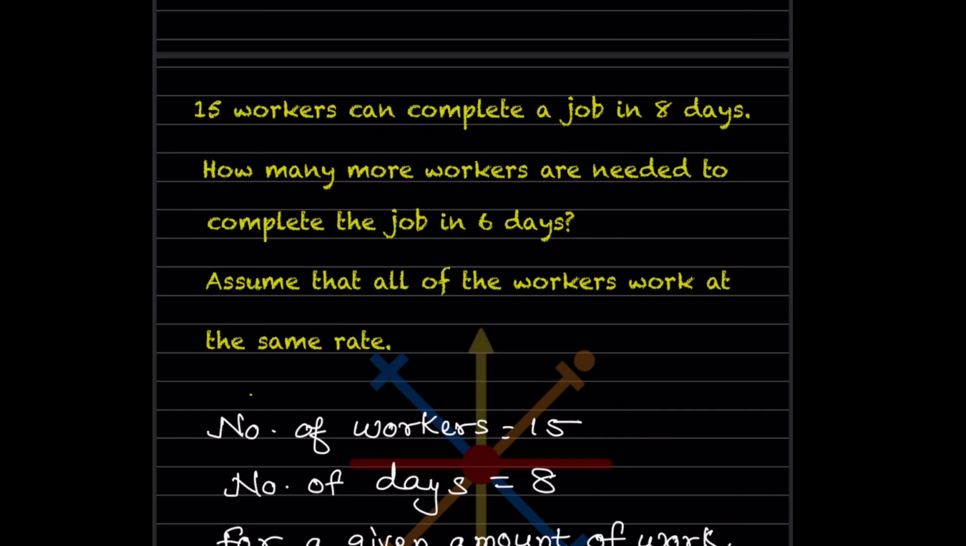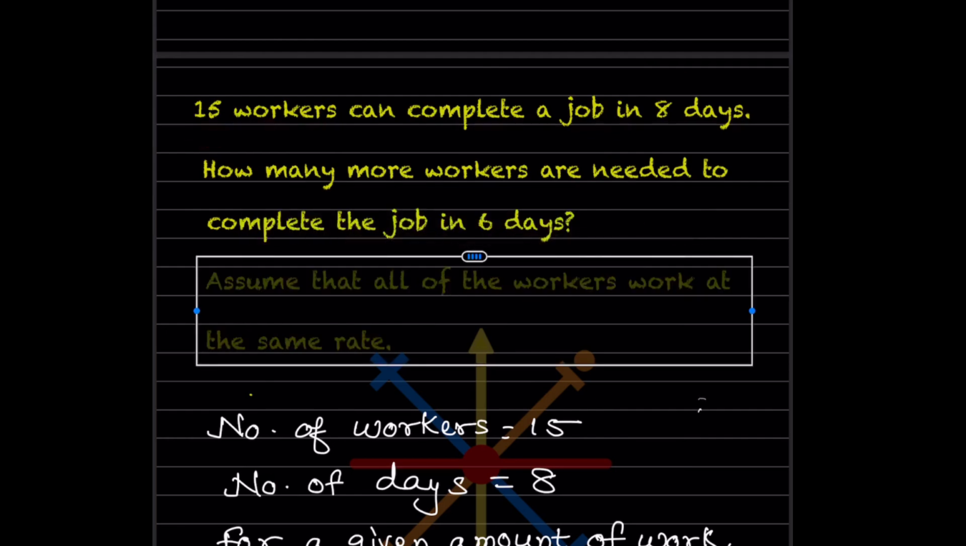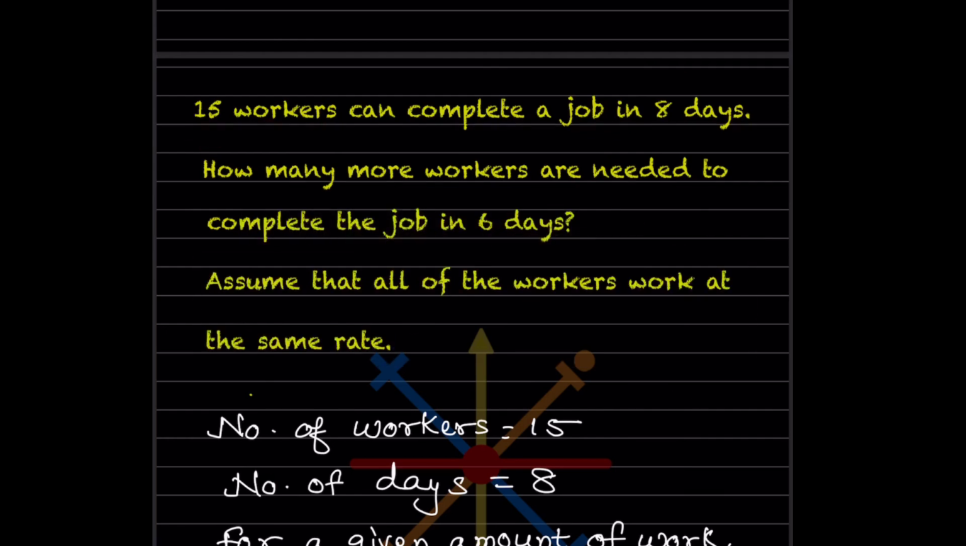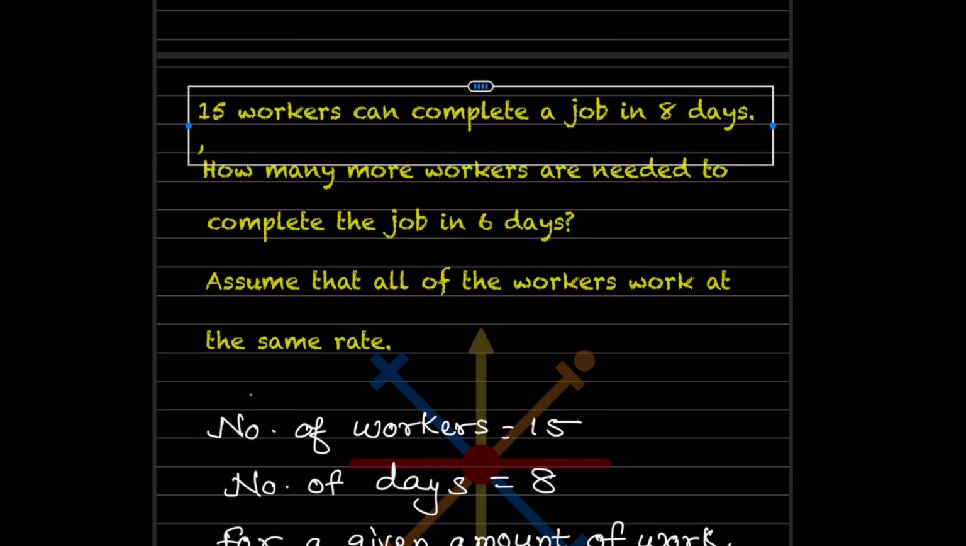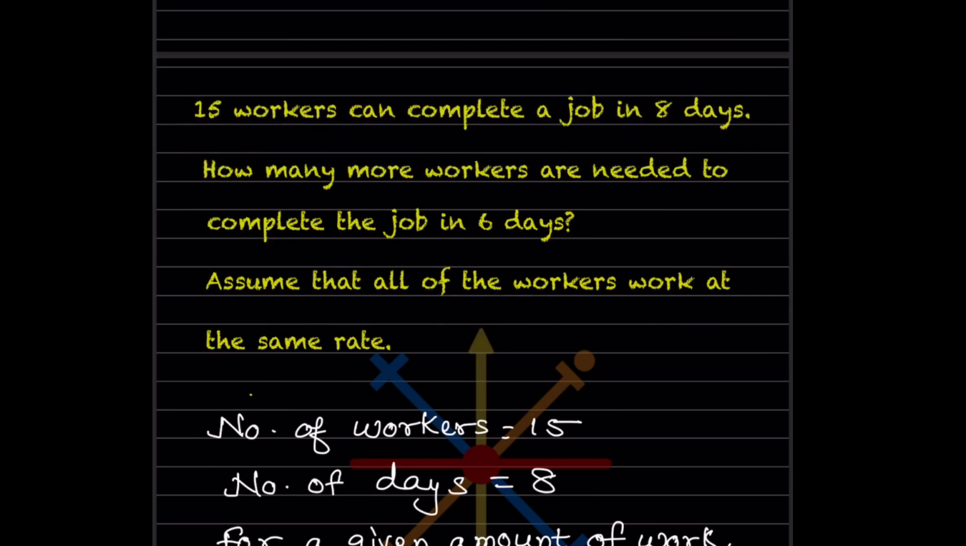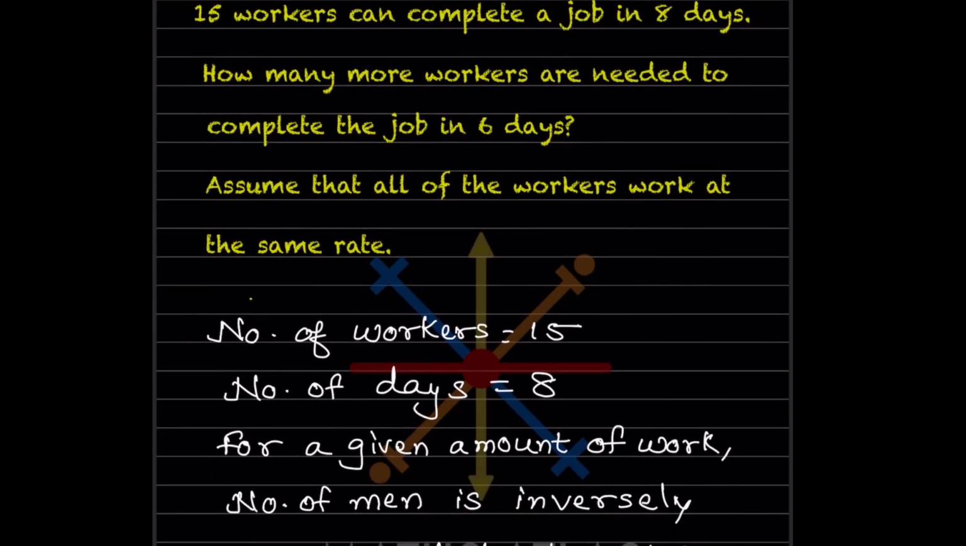Now here 15 workers can complete a job in 8 days. How many more workers are needed to complete the job in 6 days? Assume that all the workers work at the same rate. So now they have given the number of workers as 15. What are you going to do here? We'll write the number of workers as 15 and the number of days as 8 for a given amount of work.